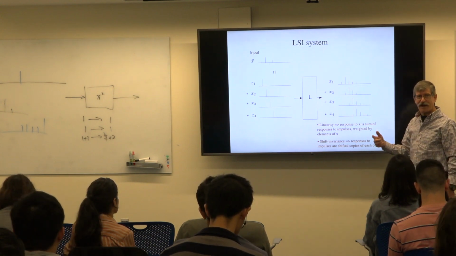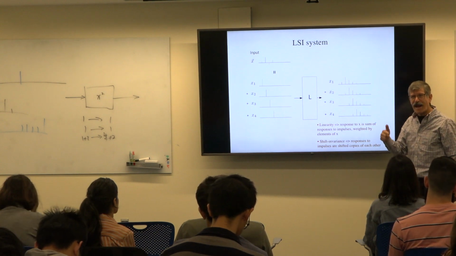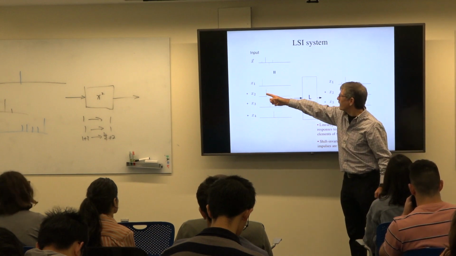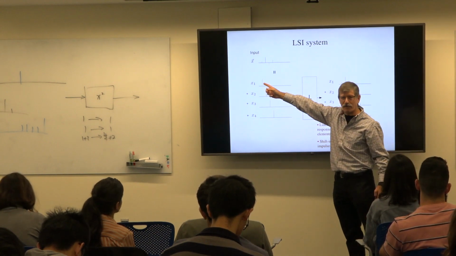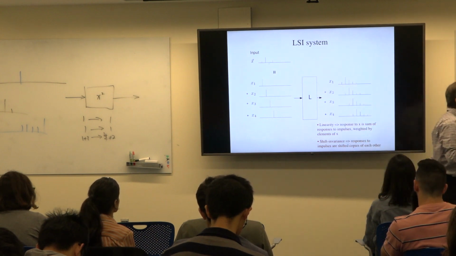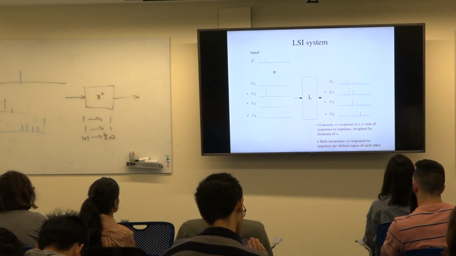So now we've simplified determining how a linear system behaves to any input by not just measuring it for all of these, but just measuring it for one of them. Okay? So that's the huge simplification that this thing now brings you.